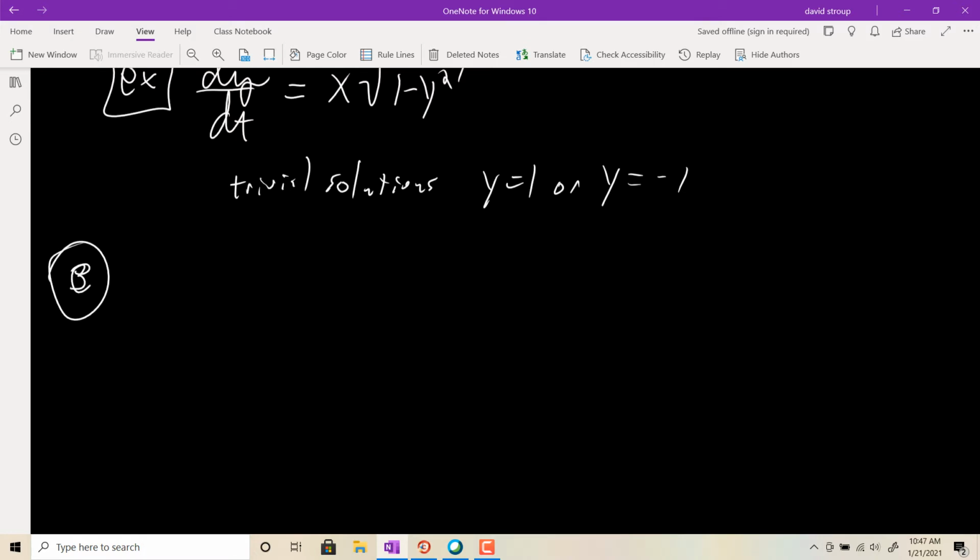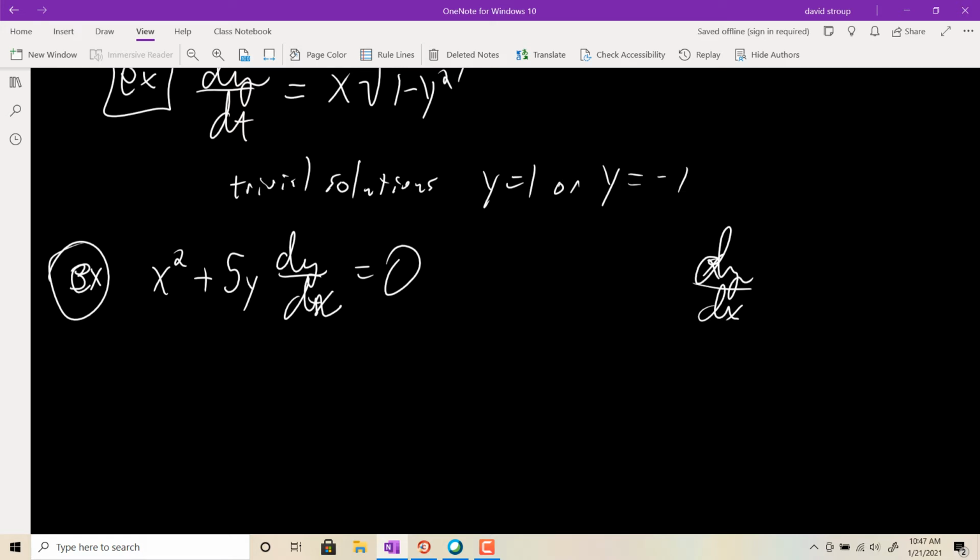Anyways, let's look at some other, more normal examples. Here we have x squared plus 5y dy over dx equals 0. With regards to trivial solutions, this one doesn't really have any. If you get it into dy over dx, you'd move stuff around and end up with negative x squared over 5y, so there are no trivial solutions. But like I said, it's not really an issue for us at this point.